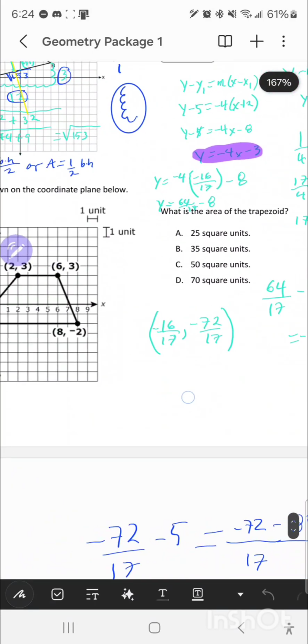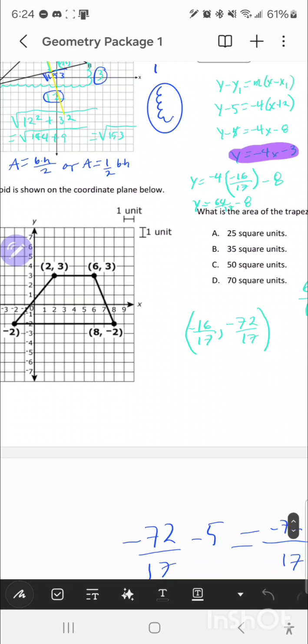Now, what is the area of the trapezoid? Okay, what is the area of the trapezoid? This is going to be a fairly easy question.